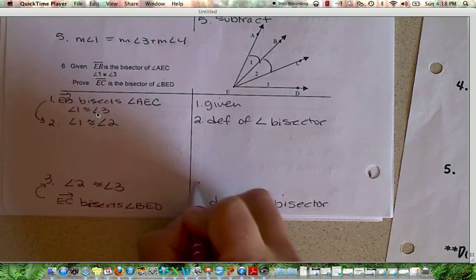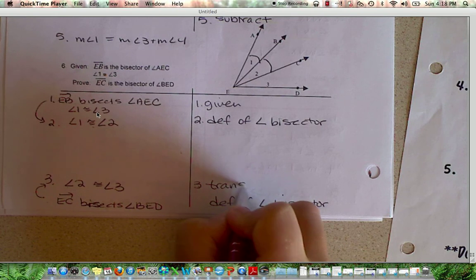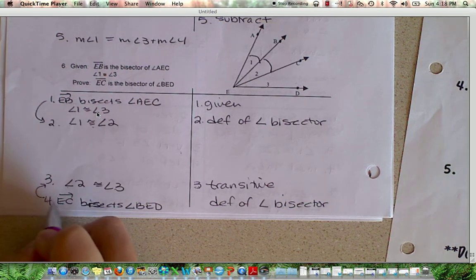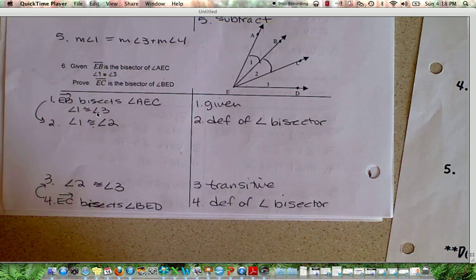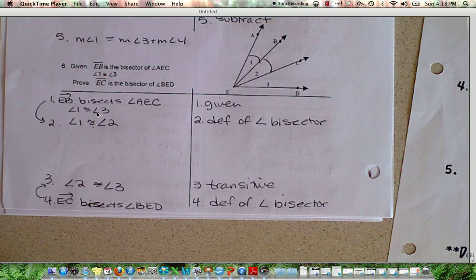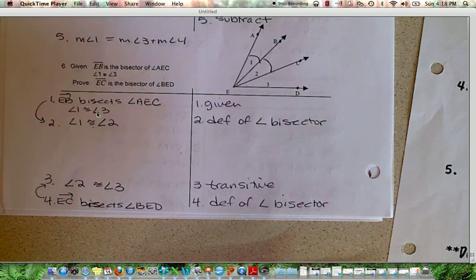So step 3 is going to be transitive. And step 4 is the definition of the angle bisector. So we actually aren't going to use any of this in here, but we didn't know that when we started, so it's not a big deal. Okay, this one only takes 4 steps.